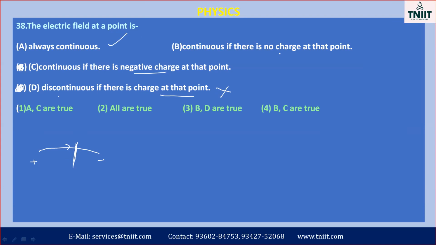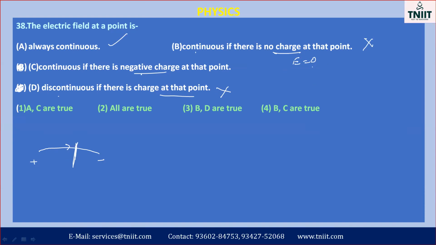If there is no charge, what will be the electric field? Zero, no. If there is no charge, electric field is zero. So it can't be continuous. Even option B is ruled out.